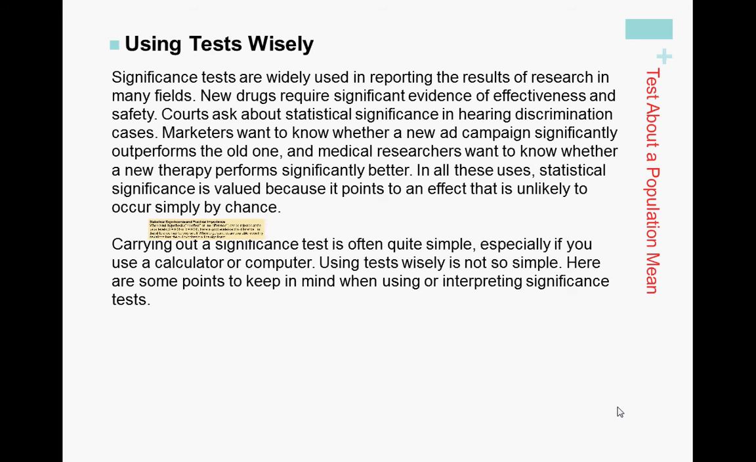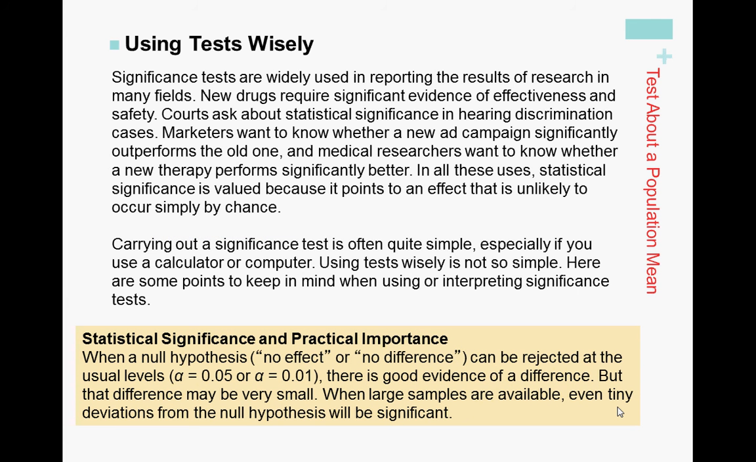When a null hypothesis of no difference can be rejected at the usual levels, there is good evidence of a difference, but that difference may be very small. It could just be that it's 3% different, and when large samples are available, even tiny deviations from the null hypothesis will be significant. So we have to consider not only whether we reject or fail to reject, but how big is the difference we're talking about. Because we may not care if it's a difference of 3%, but we would care if it was 10.